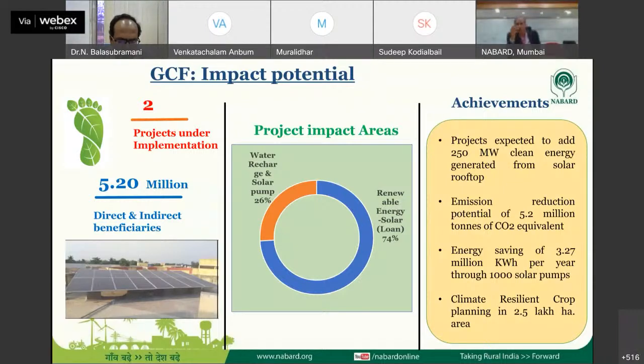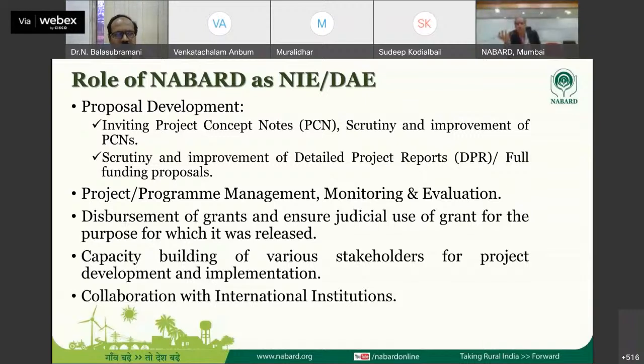Now, as an NAE, we look forward to coordination and collaboration. We look forward to ideas on how we take forward India's agenda. It's not NABARD's agenda, because all these things would be counted for India's performance reports on climate change initiatives.